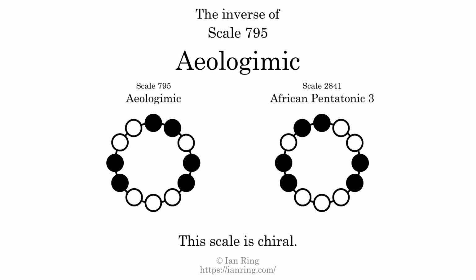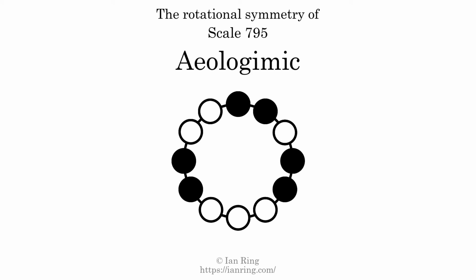The inverse of a scale is a mirror image. It is what you get when the sequence of intervals is reversed. The inverse of this scale is scale 2841, also known as African pentatonic 3. This scale is chiral. It cannot transform into its inverse by rotational transformation. This scale has no rotational symmetry.